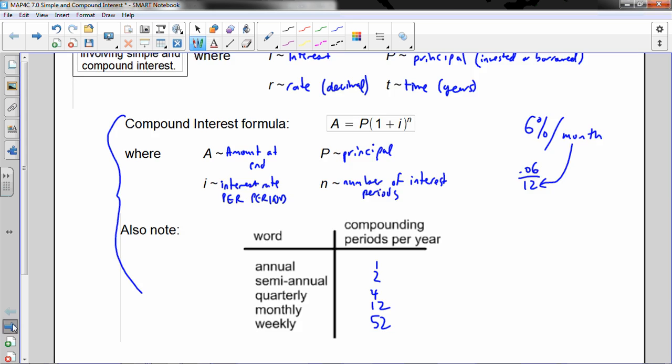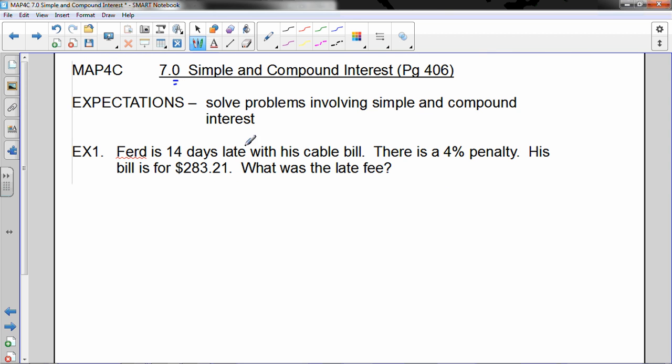Okay, on to the lesson. This 7.0 sort of indicates that it's an activate prior knowledge lesson, and that's what we're doing. We're talking about reviewing grade 11 stuff, solving problems involving simple and compound interest. So example 1 is Ferd is late with his cable bill. There's a 4% penalty and his bill is for that much.